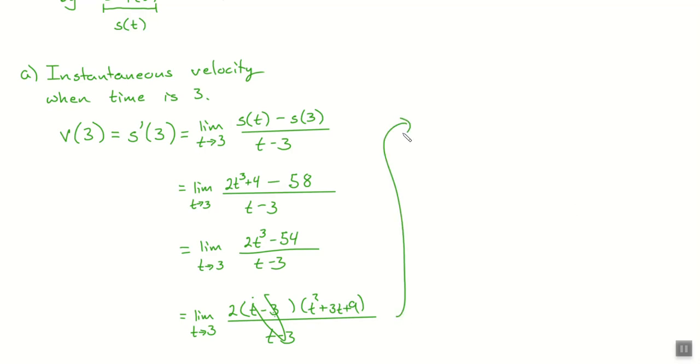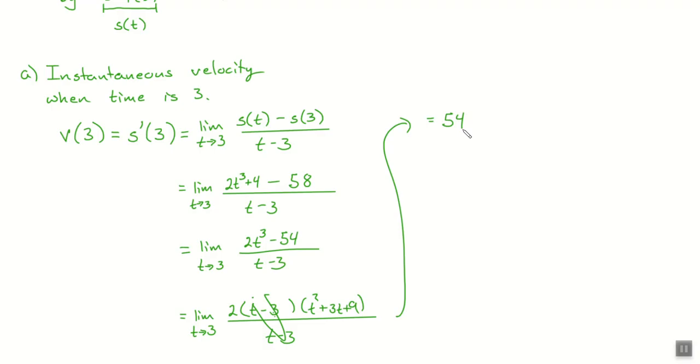Cool. What should we try now? 3 squared is 9, plus 9 is 18, plus 9 is 27. Times 2 is 54, just like I thought. Cool. Here's the big part.